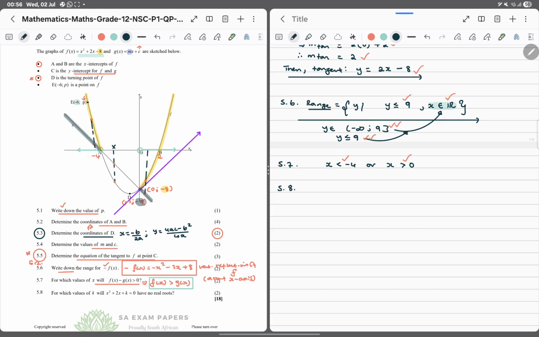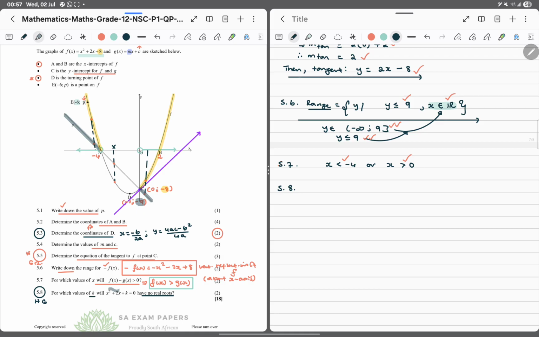So again, 5.8. Now 5.8 says, for which values of k is x squared plus 2x plus k equal to 0, have no real roots. Now what is going on? This is essentially the examination, which is essentially the higher grade question. Higher grade question, right?